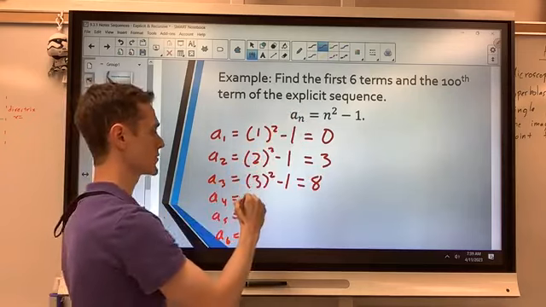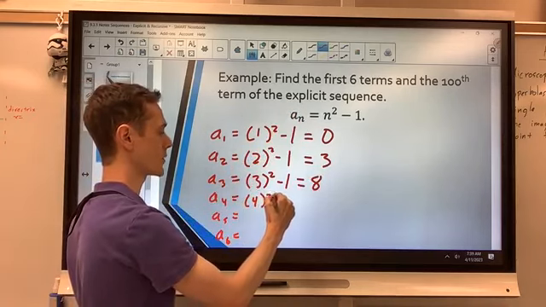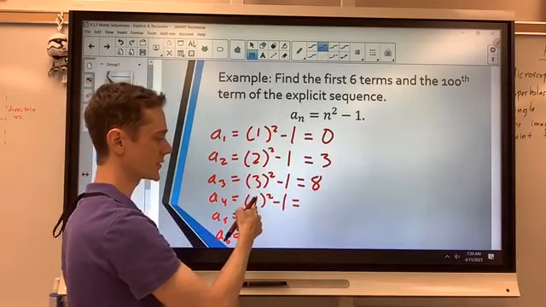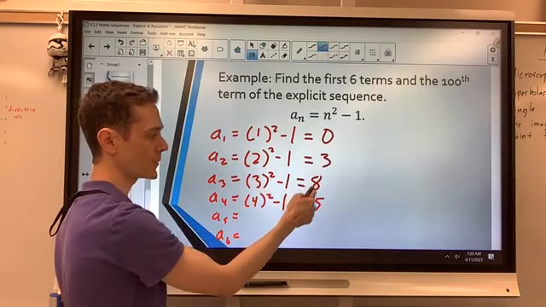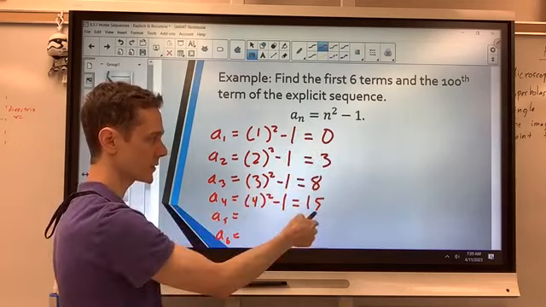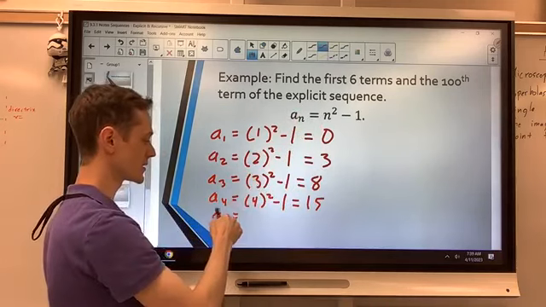Plugging in 4, so now I've got 4 squared minus 1. Well, this is 16. Minus 1 is 15. So it might have been hard to figure out what the pattern was doing by looking at the terms in the sequence, but having the formula makes it easy to see what's happening.